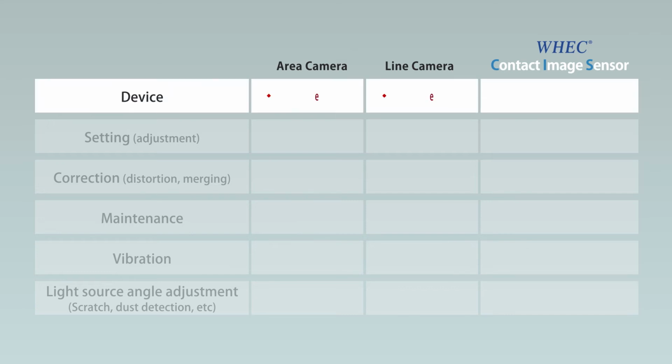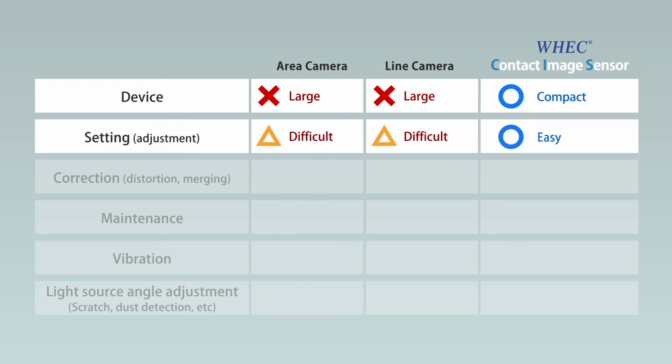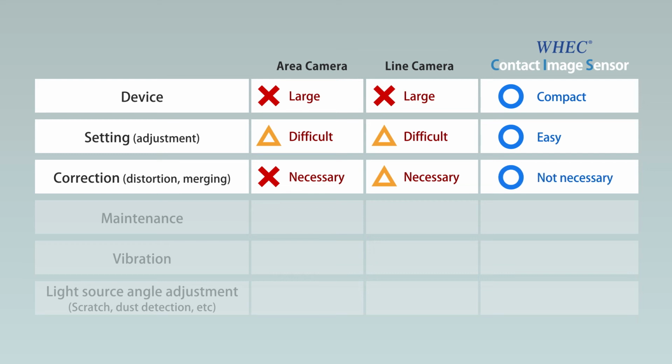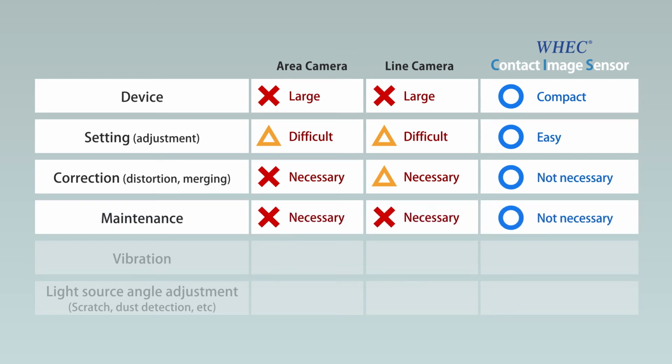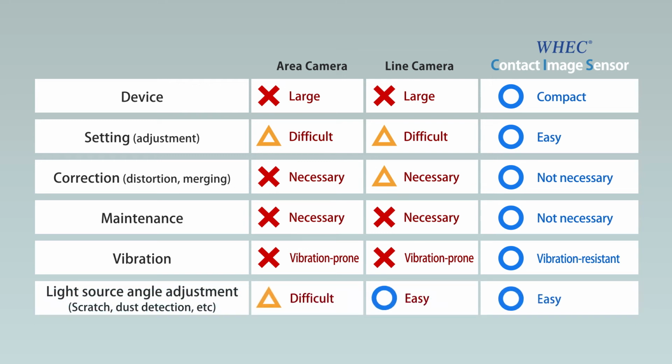CIS is compact and consumes little power. Unlike area cameras and line cameras, they do not require time-consuming settings, image collection, image processing, or maintenance. CISs are also highly resistant to vibration, have freely adjustable light source angles, offer uniform lighting, and can produce more accurate AOI inspection.